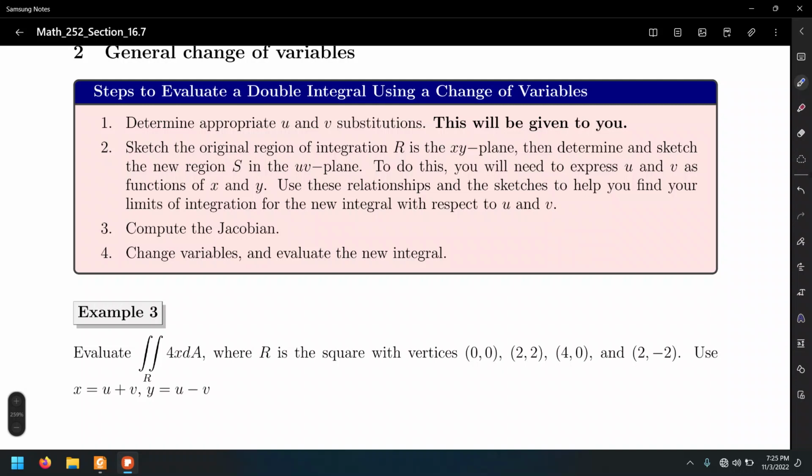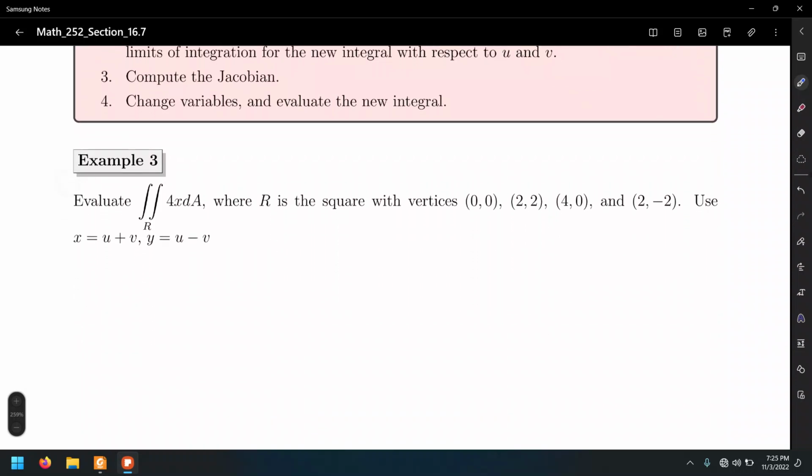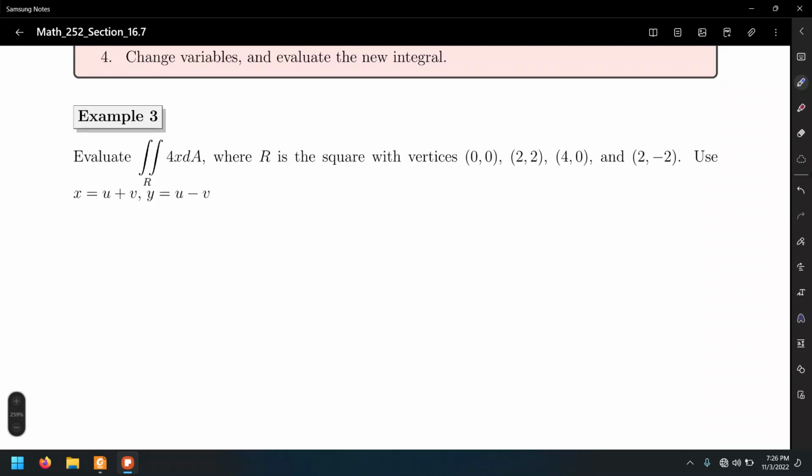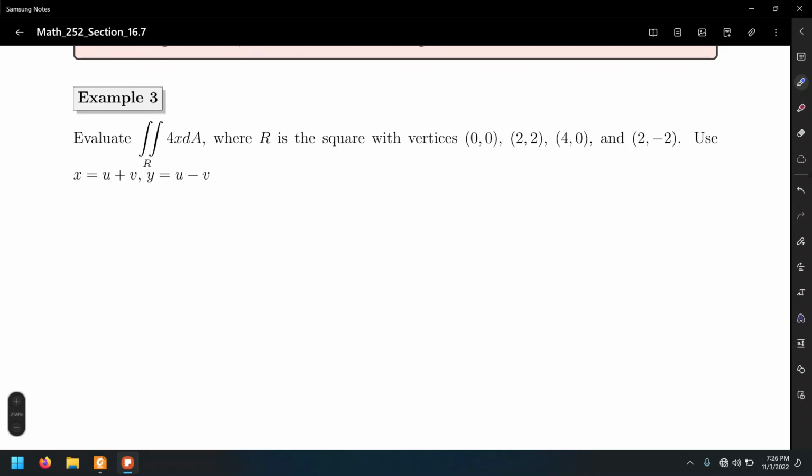Now that we have x and y in terms of u and v, we need to compute the Jacobian to find out what the correction factor is, change the variables, and evaluate the new integral. So let's look at one example so you can see why we do this. Okay, so number one, evaluate this double integral, which looks really simple. The integral of 4x. What could be hard about it? General power rule and the like. However, the region over which we are going to evaluate this integral, you'll see what's going to happen here.